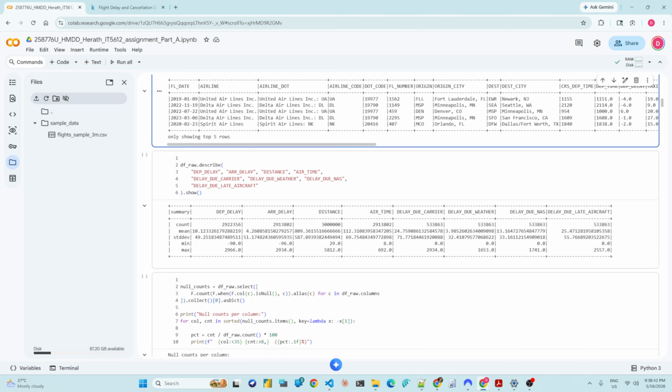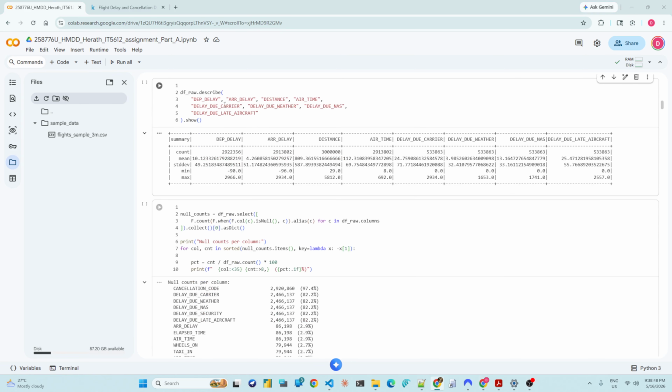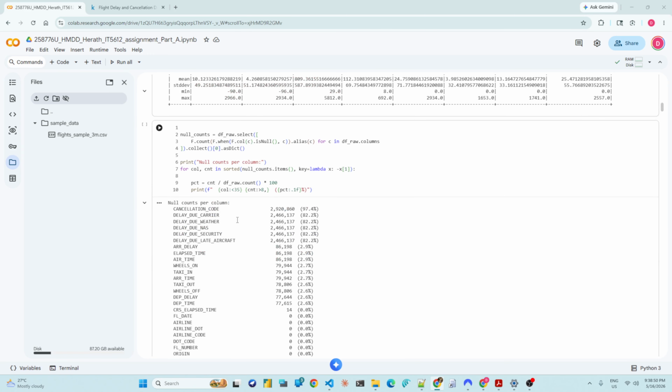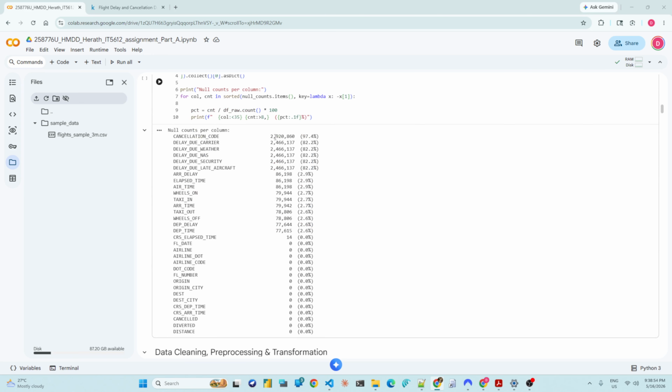And in the next one, I describe the statistics, the usual things. Then I'm checking the null values for each column, as percentage values.